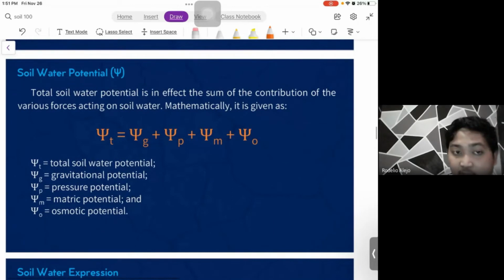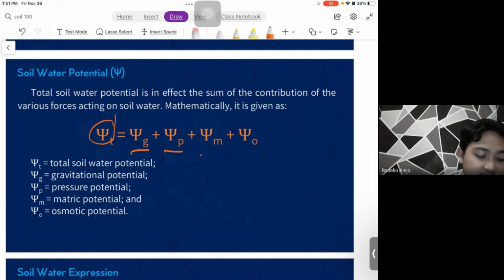So the total soil water potential is in effect the sum of the contribution of the various forces acting on soil water. Mathematically, this symbol is the symbol for water potential. So total water potential is equal to the sum of the gravitational potential plus the pressure potential plus the matric potential and the osmotic potential. So yung osmotic potential natin kanina, di ba, it is caused by osmotic force, which relates to the attraction of water to ions. Then the matric potential, which is the attraction of water to soil surface or the matrix.